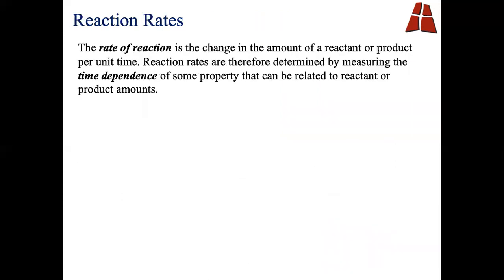So to start off, let's just talk about the rate of a reaction for a moment. This can be defined as the amount of a reactant or product per unit of time. And so this is usually determined by measuring the time dependence of some property related to our material. That could be, for example, color. You could measure color appearance or disappearance. If a gas is involved, you could also measure pressure.